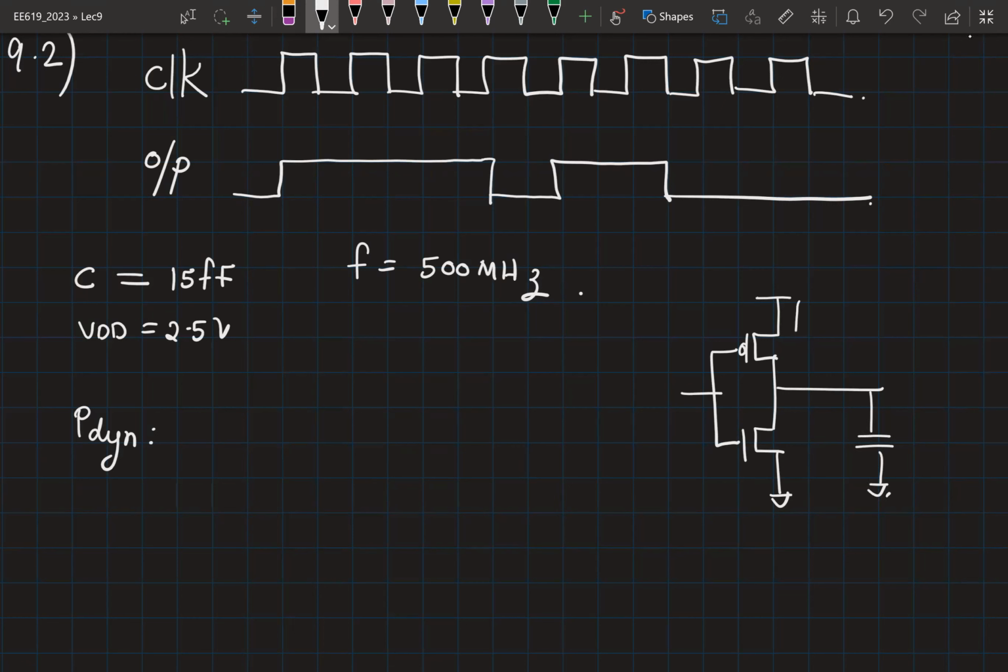So the power is consumed when you want to charge the capacitor. When you want to discharge the capacitor, the charges are simply flowing from the capacitor through the NMOS to the ground. You're not drawing anything from the VDD. So you have a dynamic power consumption associated with the rising edges at the output.